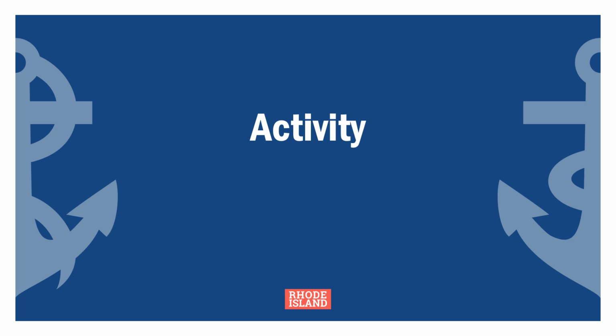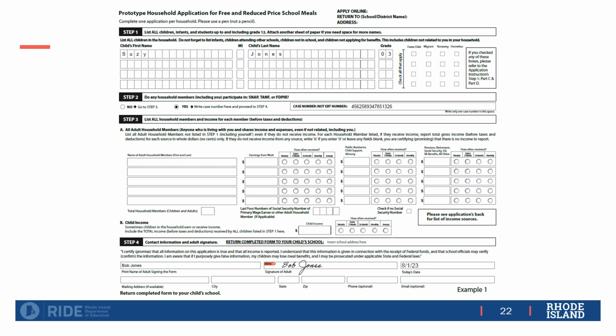The next few slides are an opportunity to practice what we've learned so far. You will need to have the income eligibility guidelines available to complete this activity. This is a sample of a completed meal benefit application. Please pause the recording here and take a minute to make a determination on this application. On the next slide, we will discuss what the determination should be and why.